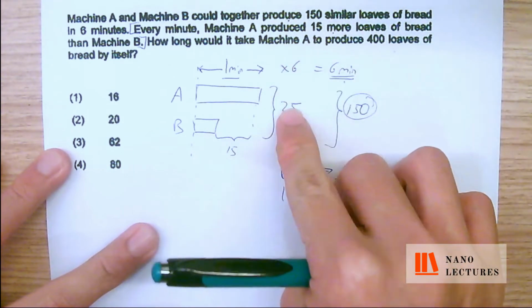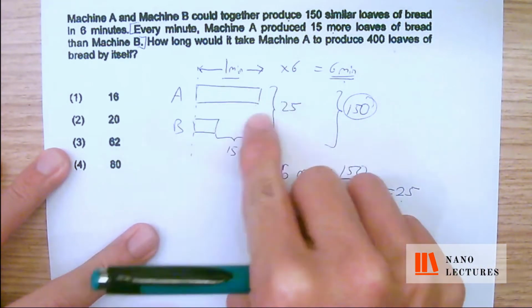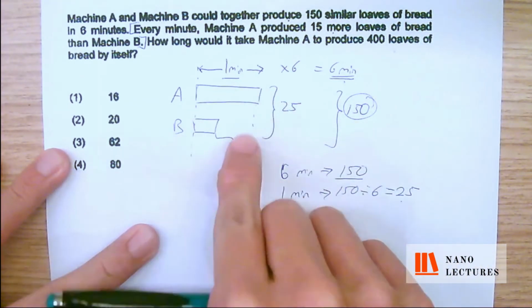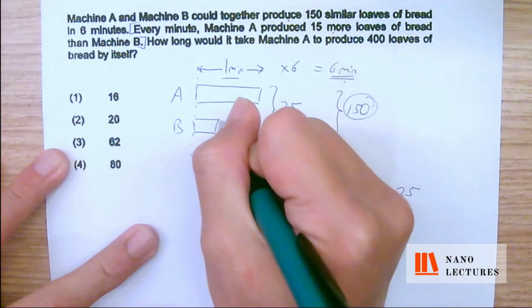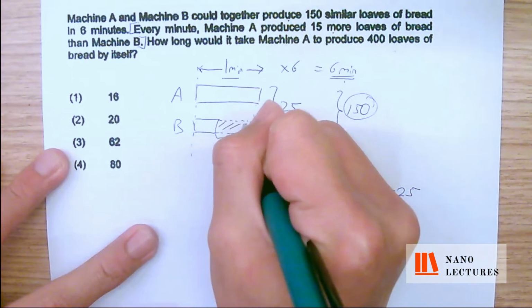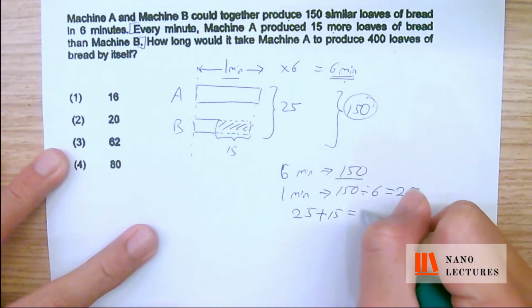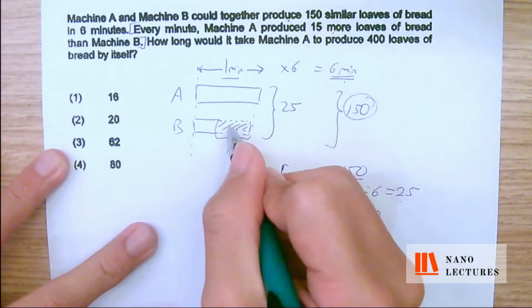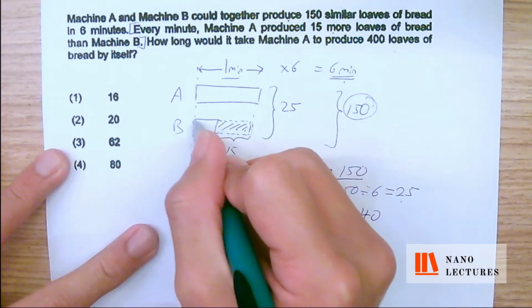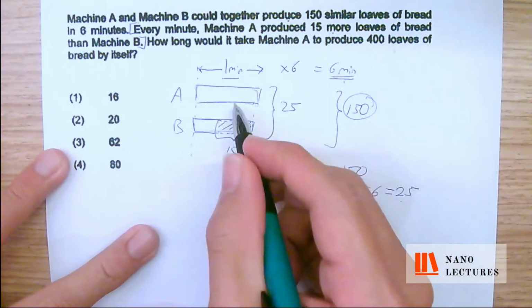I want to find out for A. Now for A, if this entire thing is 25 and B is less than A by 15, I will add an imaginary 15 to the 25, and I'll get 40. And after I add this imaginary 15, do you realize that these two bars are now the same length? So 2 bars would be 40.